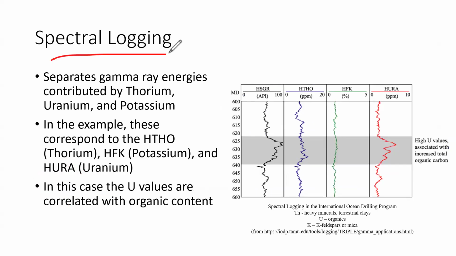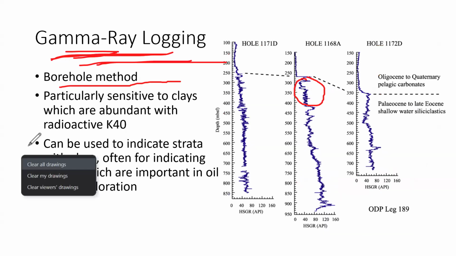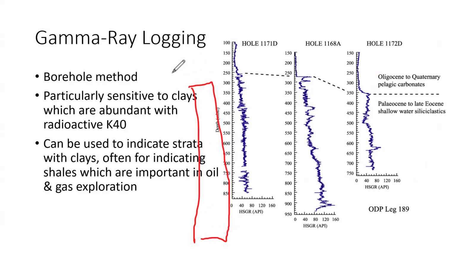Spectral logging, sorry, this one is actually closer to gamma ray spectrometry. In spectral logging, you actually separate the radioactivity. This one is done inside a borehole. Gamma ray logging is also done inside a borehole or a drilling log. You drill into the subsurface and then you lower an instrument which can log the parameters as you travel down the hole. For gamma ray logging, you have an instrument which logs the gamma ray intensities.